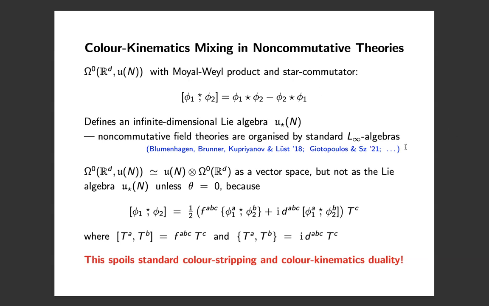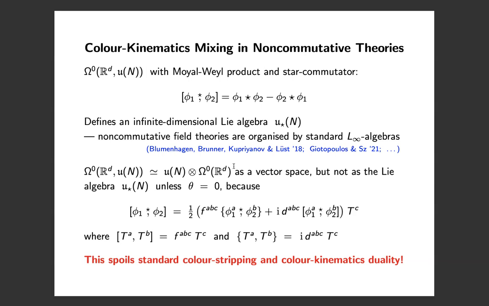Okay, so that's going to be the language we'll use later on, and I'll explain that in a bit more detail. But this is a consequence of this one. Okay, so what is this mixing that I talked about? This space here, as a vector space, can be split into a tensor product. So it's a tensor product of u(n) as a vector space with Ω^0(R^D).